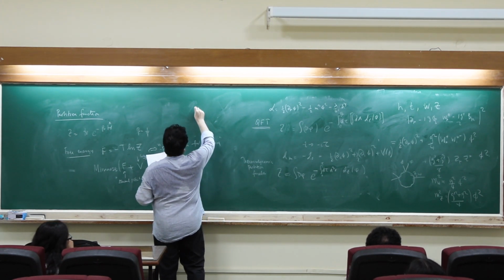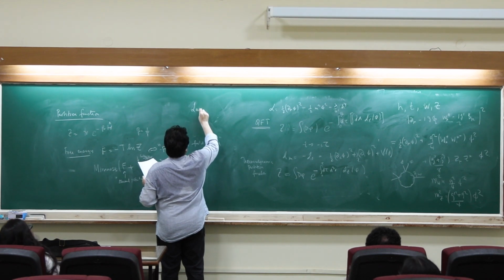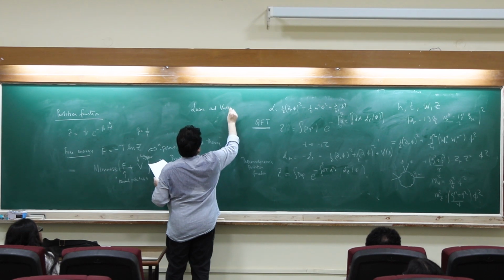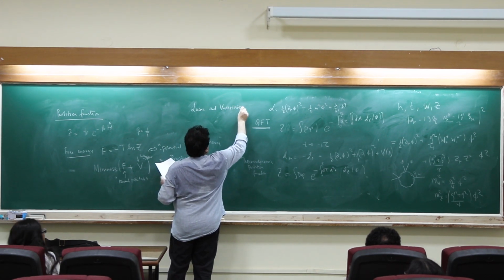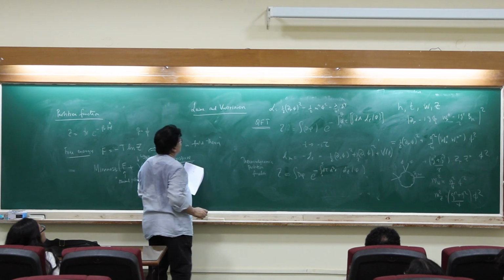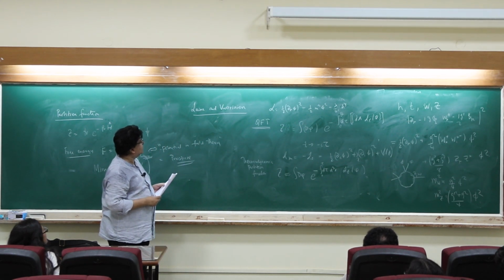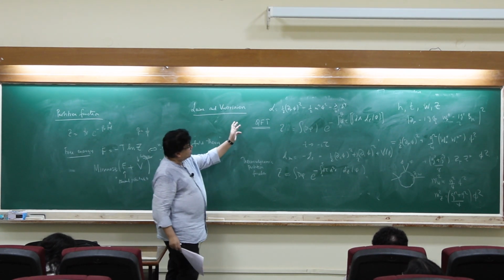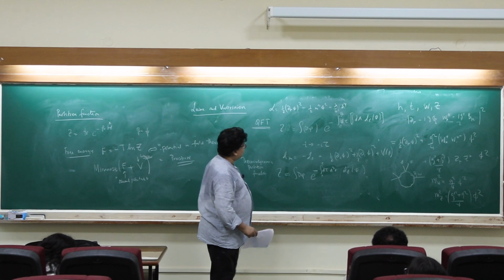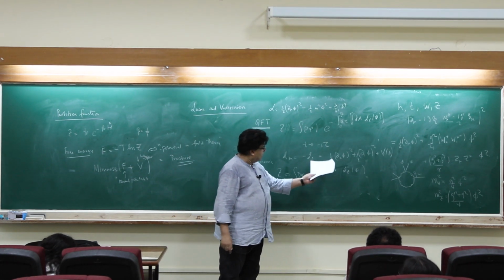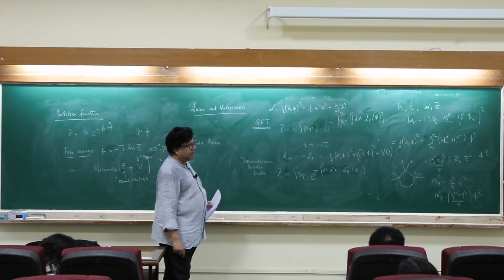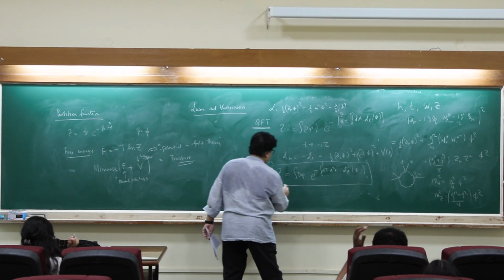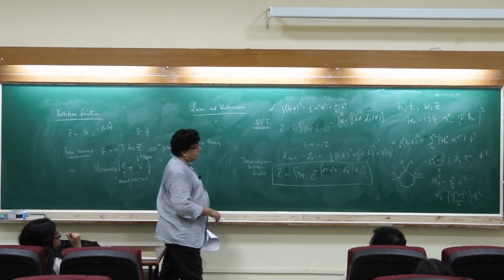And look up Lane and Vurianian, I hope I am spelling this correctly. There is a lecture notes on the basics of field theory. There are a few steps which will tell you how to justify that. But this I am treating as the starting point for my partition function in field theory. I will start with this and do the calculation.